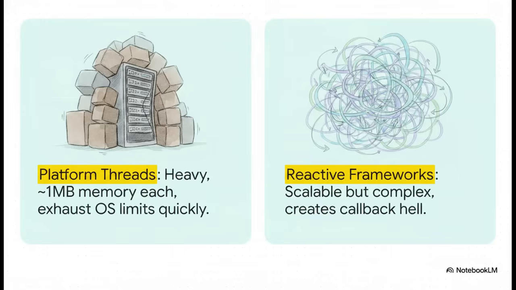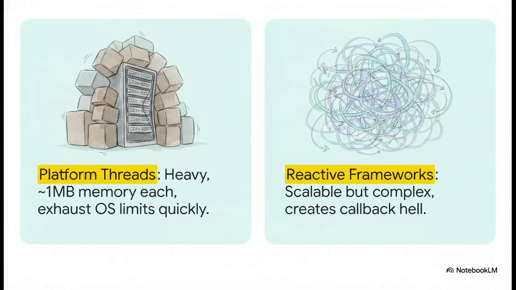But even in Java, we faced a major architectural dilemma when trying to scale up. Traditional platform threads? They'll crash your system by consuming way too much memory. Every single platform thread eats up about 1 megabyte of memory. So if you have 10,000 simultaneous AI requests, boom, you instantly need 10 gigabytes of RAM just to hold the threads, which exhausts OS limits incredibly fast.